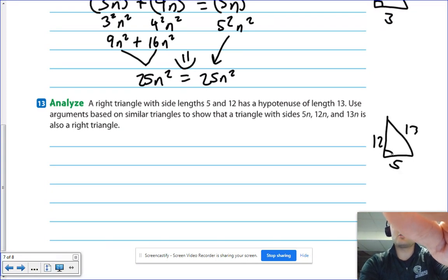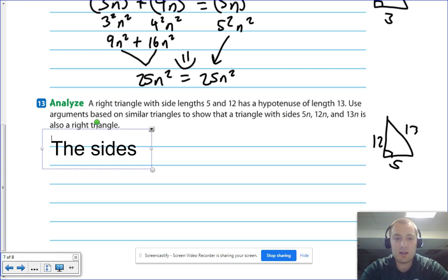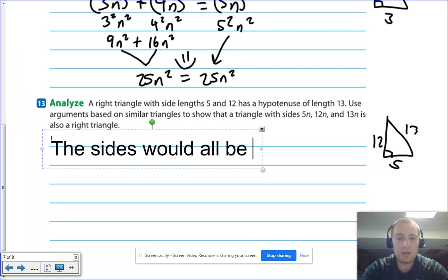That's actually true. It says use arguments based on similar triangles to show that triangles with side lengths 5n, 12n, and 13n is also a right triangle. So one way you can do it is what we just did above. The other way you can look at it is you could say, since we know similar triangles are proportional, you can multiply them by the same number or scale factor. We can say the sides would all be proportional.